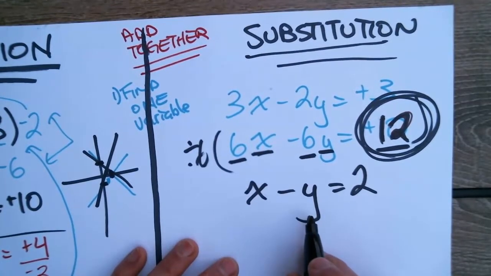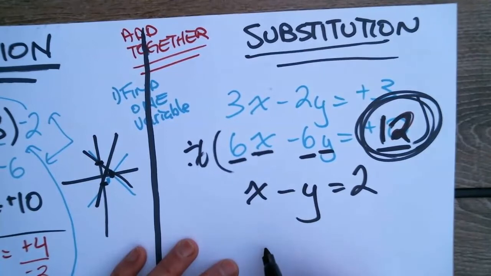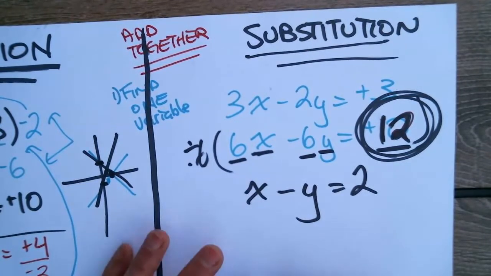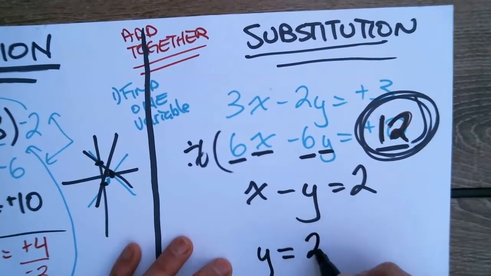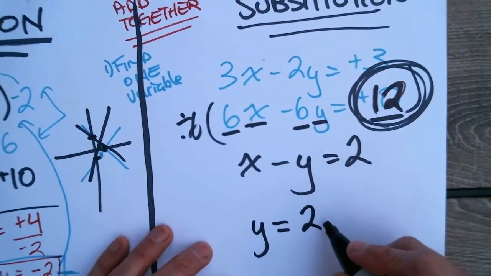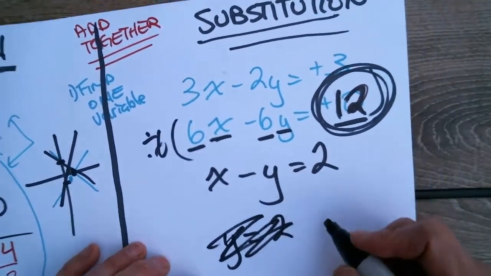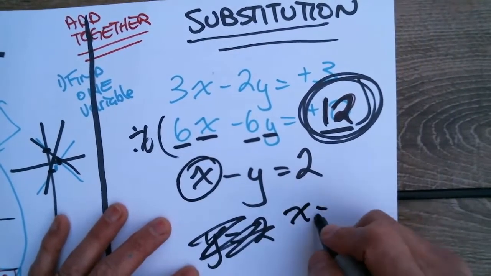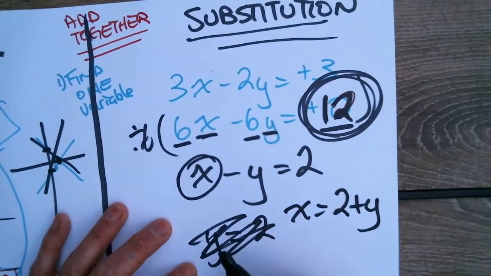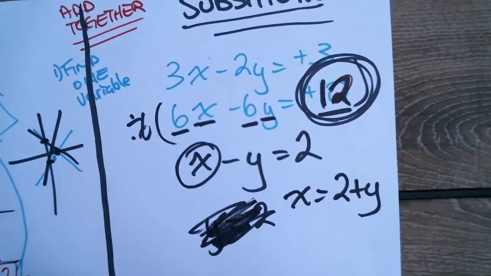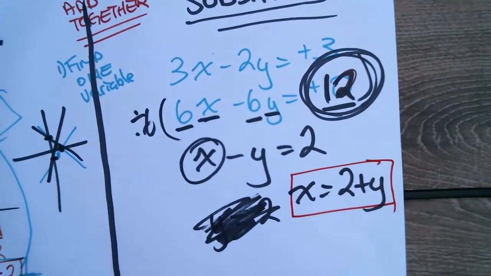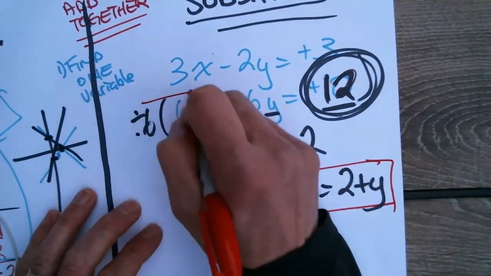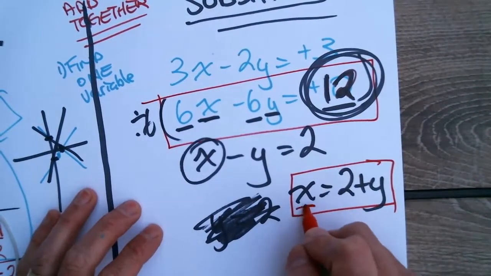So what is y? Y is going to, what the heck? Let's solve for x. Sorry. So I'm going to solve for x. x is going to be 2 plus y. Okay? Sorry about that. I've been shooting a lot of video. So x equals 2 plus y. So stay with me here. So now we've figured out in this equation what x equals.